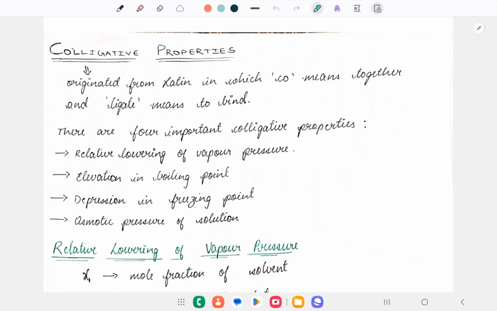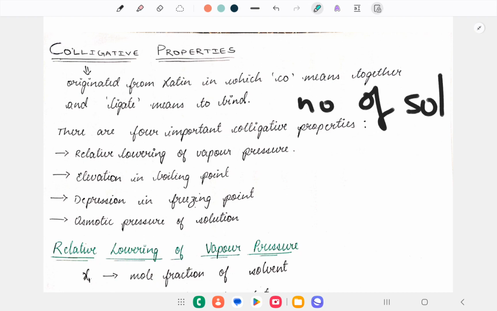Colligative property. The word colligative has originated from a Latin word, where co means together and ligate means to bind. So the properties of solutions which depend only upon the number of solute particles, irrespective of their nature, relative to the total number of particles present in a solution, are called colligative properties. They only depend upon the number of particles but not on the nature of particles.